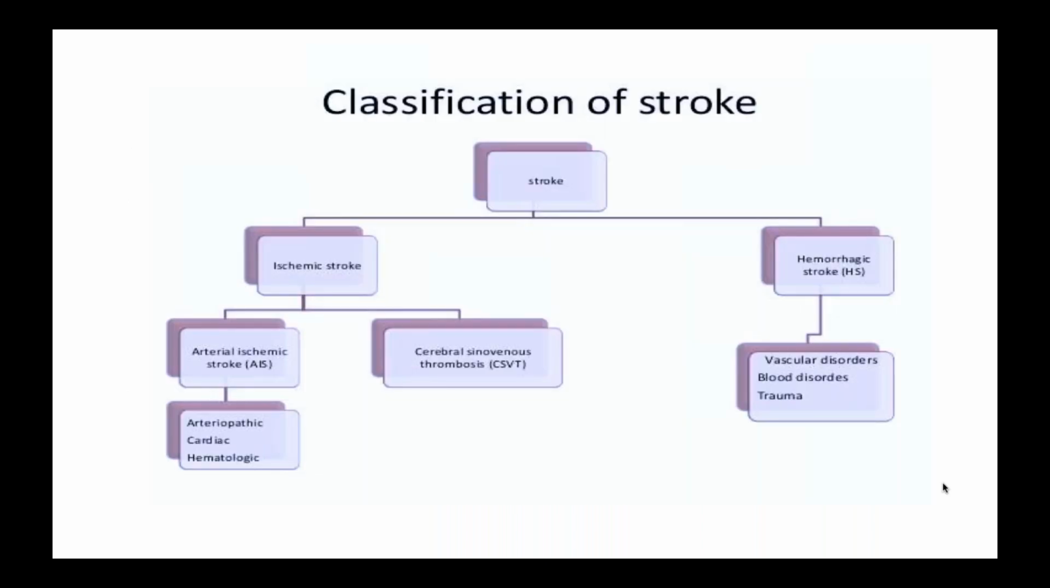Okay, so this is the classification we have just discussed. It could be an ischemic or a hemorrhagic stroke. Now ischemic stroke could be arterial or venous. Arterial stroke causes are arteriopathies or vasculopathies, cardiac causes and hematological causes, and the second one is venous thrombosis, which we are going to discuss. And in hemorrhagic stroke, the etiology could be vascular, a blood disorder, or trauma. Okay.